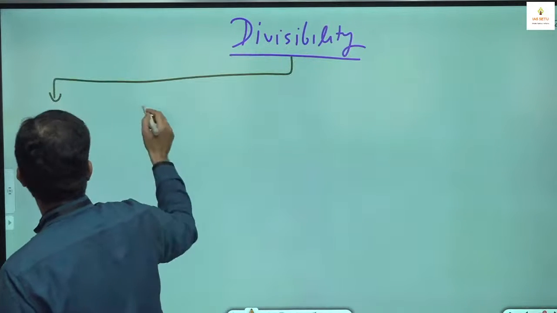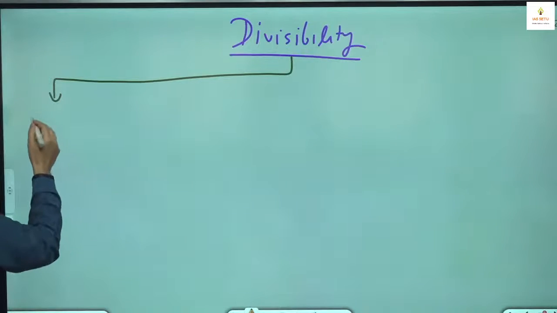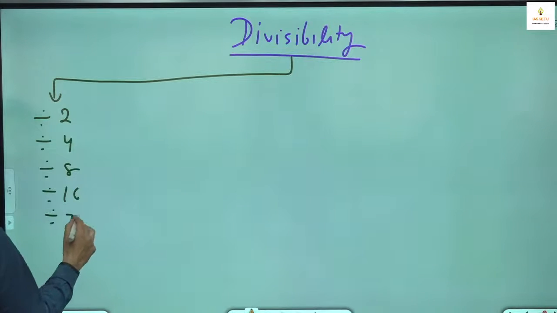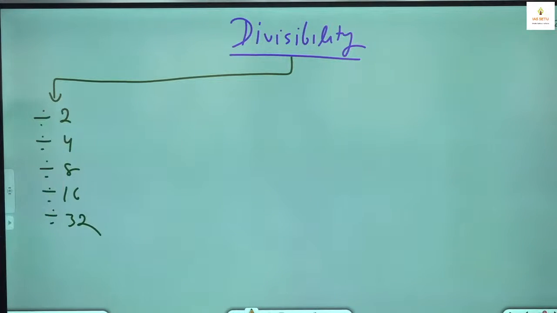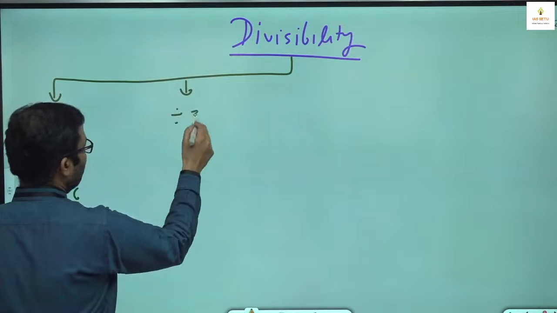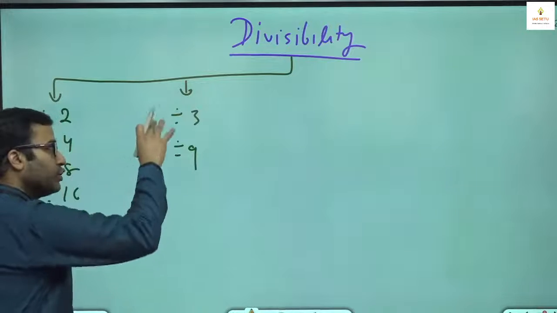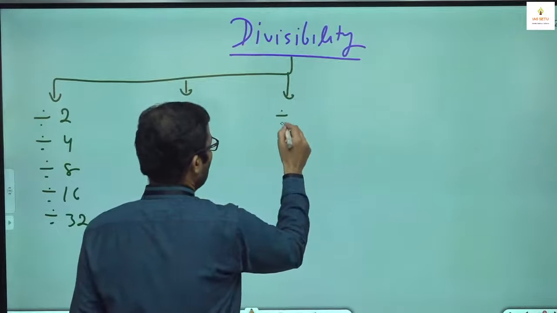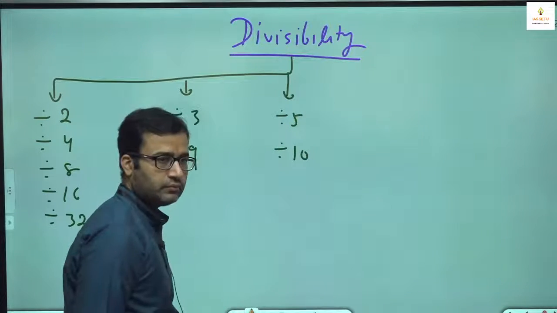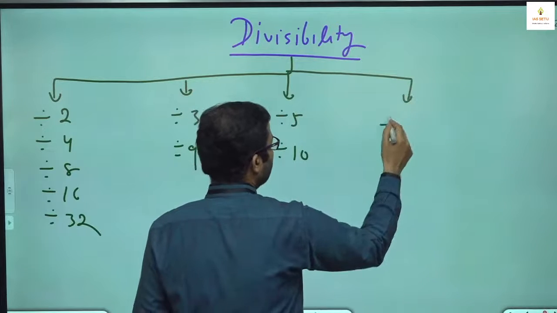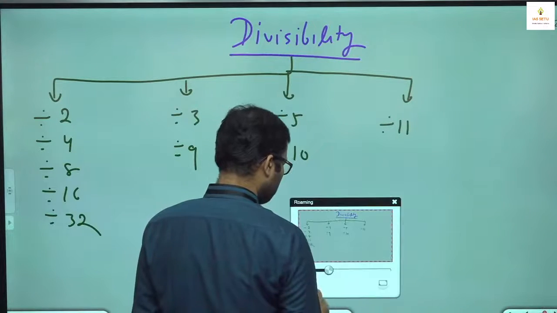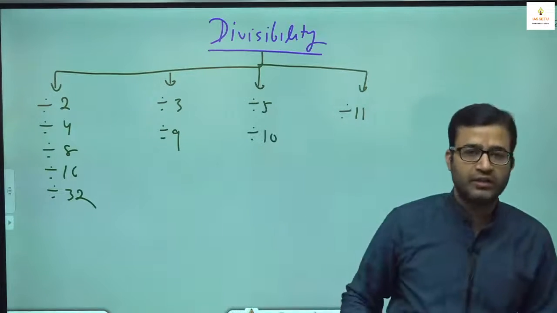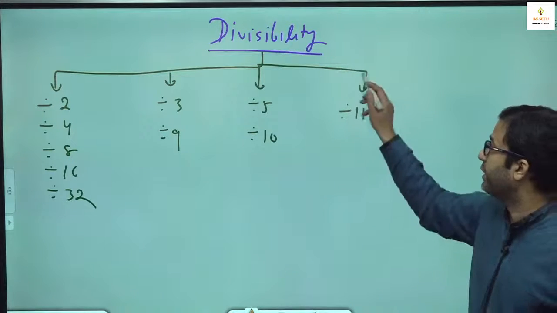I divide divisibility into different parts. Here, one category I take is divisibility of 2, 4, 8, 16, 32, because there is a similar concept. Second, I take divisibility of 3 and 9, because they have the same concept. Their concept is exactly the same. Then divisibility of 5 and 10. Then I take divisibility of 11. 11 is totally different. Divisibility of 11 is different from all other divisibility rules, which we will see in detail.